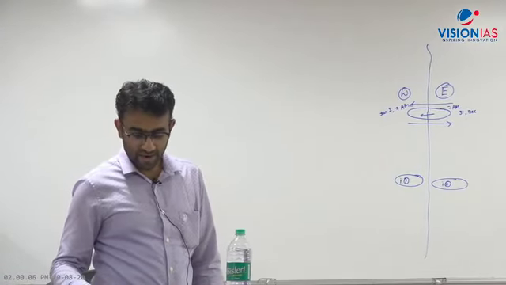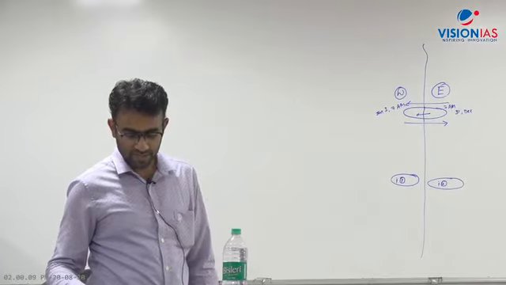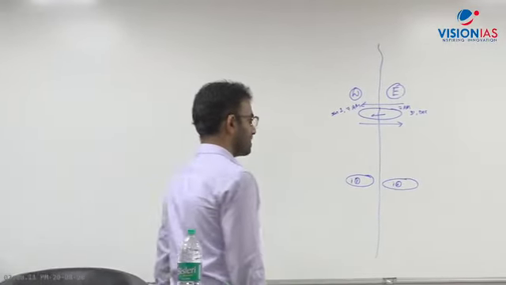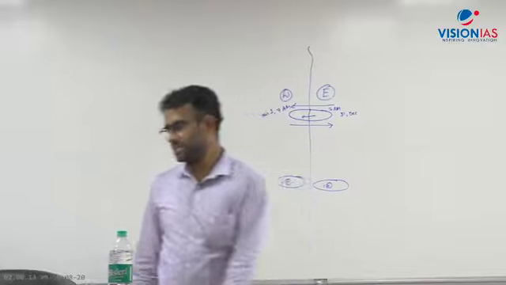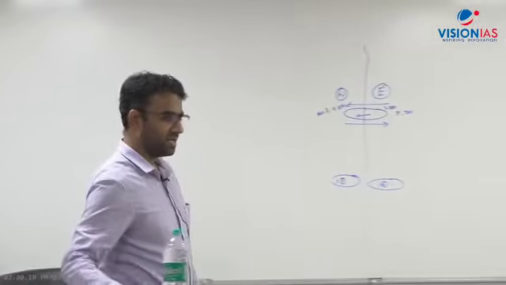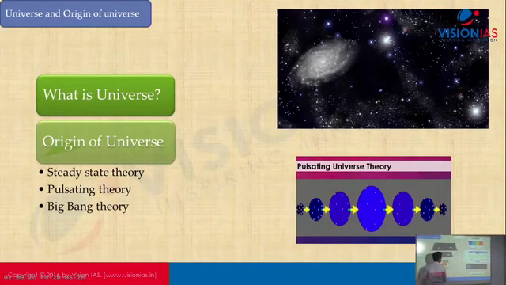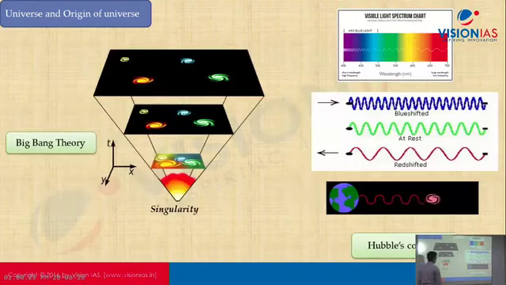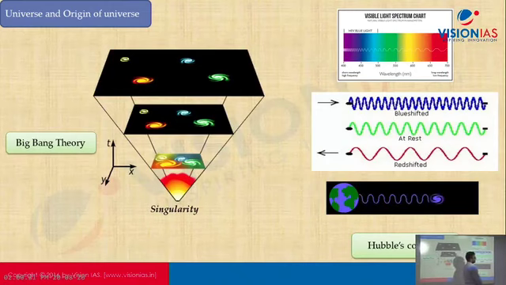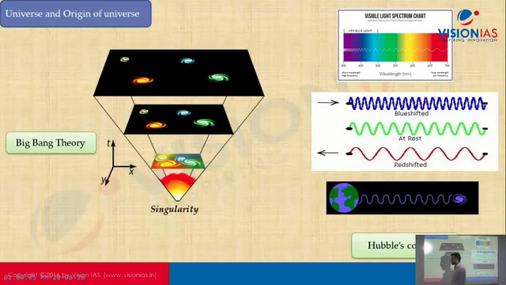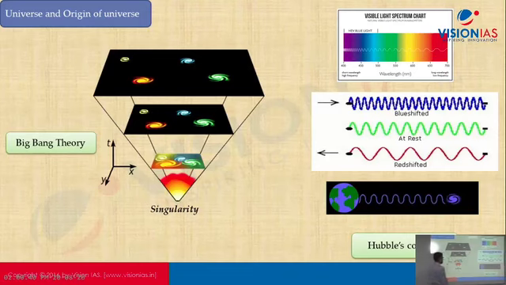And the third one is Big Bang theory. Big Bang theory was proposed by Georges Lemaitre in 1927, and the Big Bang theory says that before 13.7 billion years everything in the universe was together in a single point, in a very highly compact, dense and hot point which was called singularity, and this singularity exploded. It underwent cosmic explosion, and this cosmic explosion led to the expansion of the universe.